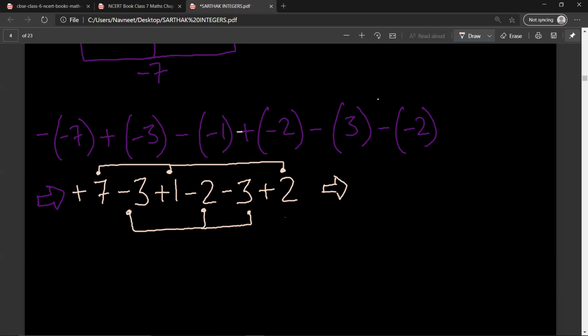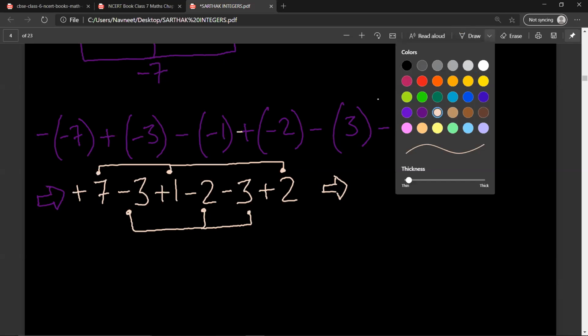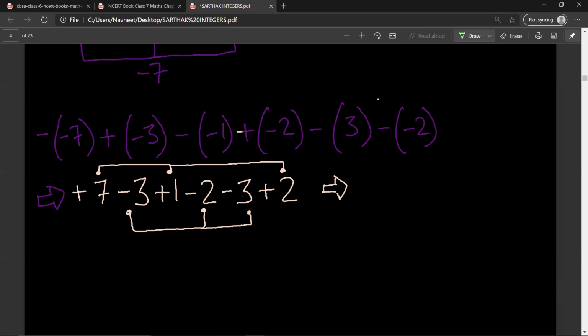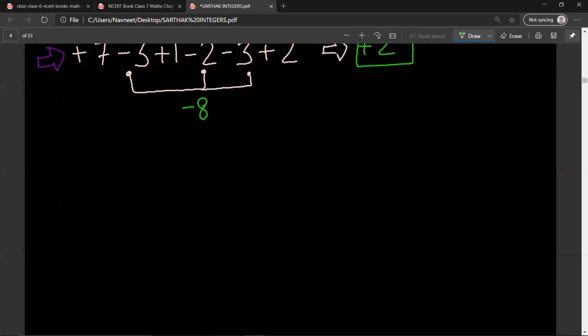2. Let us check. So first I'll take the negative numbers. When I take the negative numbers, minus 3, minus 2, minus 3. So this is minus 8. When I take the positive numbers, it is 7 plus 1, 8. 8 plus 2 is 10. So this is plus 10. Plus 10 minus 8 is plus 2. Correct, Mr. Sarthak? Yes, sir. Another example.